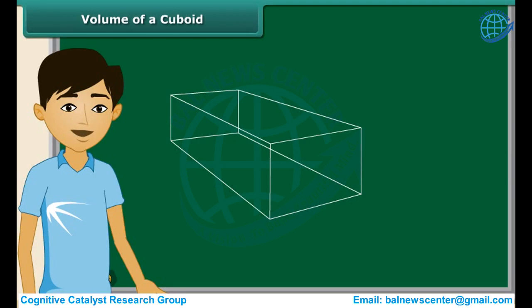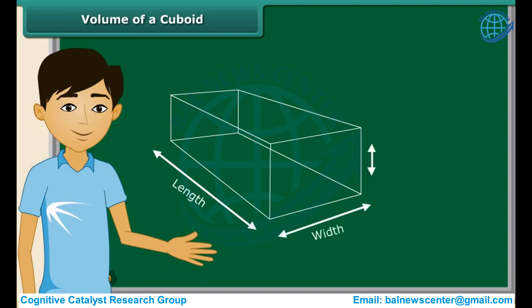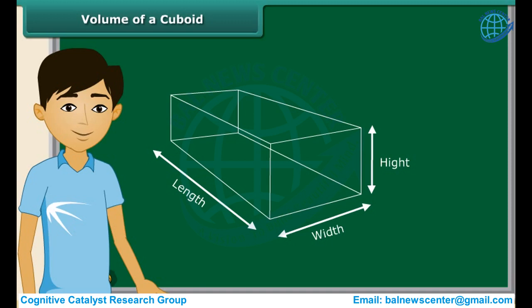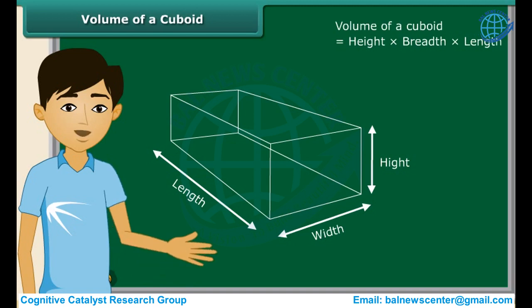Look at this cuboid. We know it's a three-dimensional shape having dimensions length, breadth, and height. It's very simple and easy to calculate the volume of a cuboid. Just multiply height, breadth, and length of the cuboid, and you will get the volume of a cuboid.